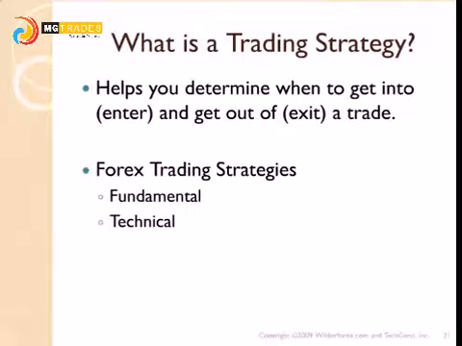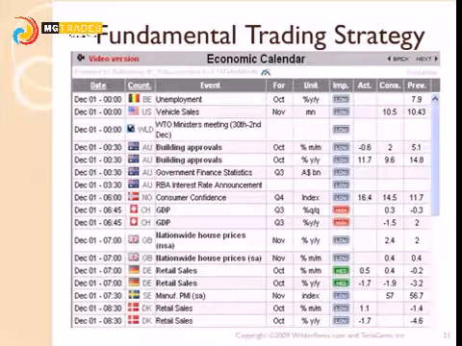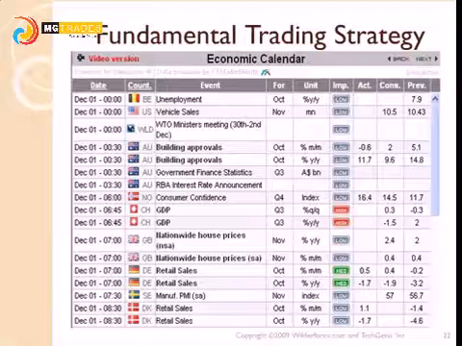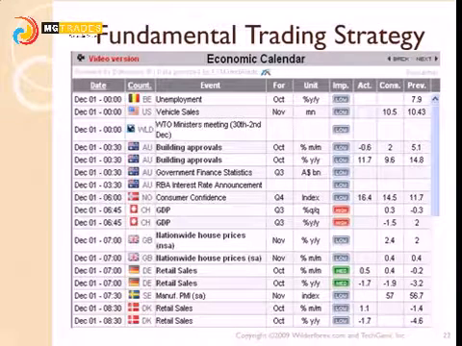What is a trading strategy? A trading strategy helps you determine when to get in, to enter, and get out of, or exit, a trade. There are two Forex trading strategies, fundamental and technical. Fundamental trading strategy uses financial news to predict movements in a currency pair. The financial news can consist of economic indicators and/or news-based events. An example of an economic indicator would be the gross domestic product or GDP.